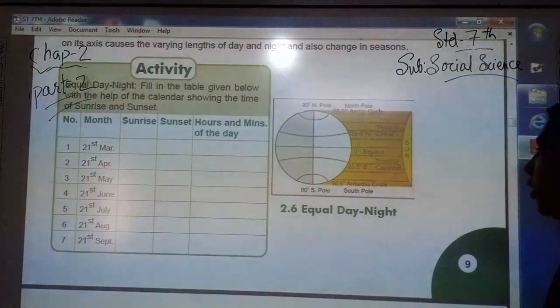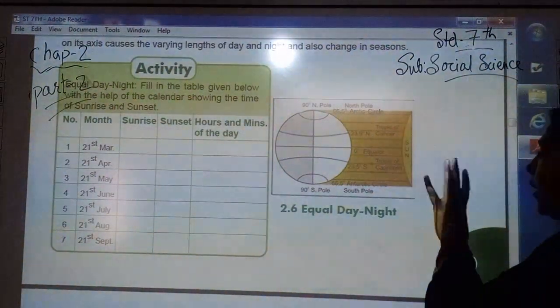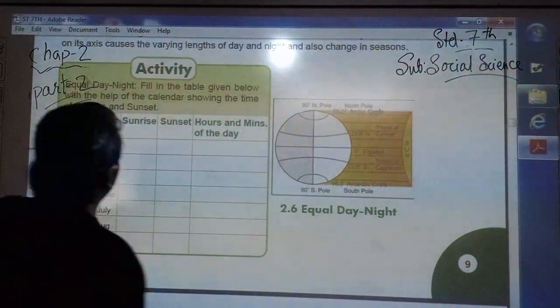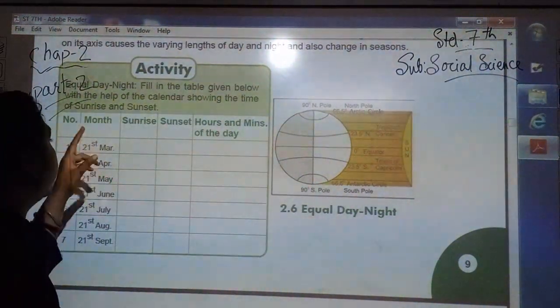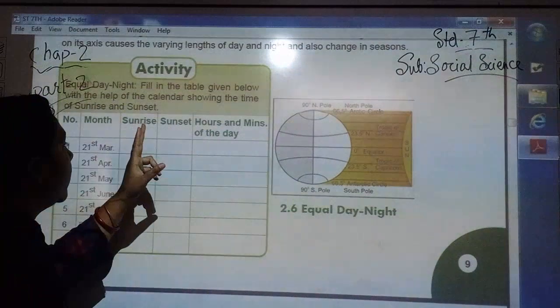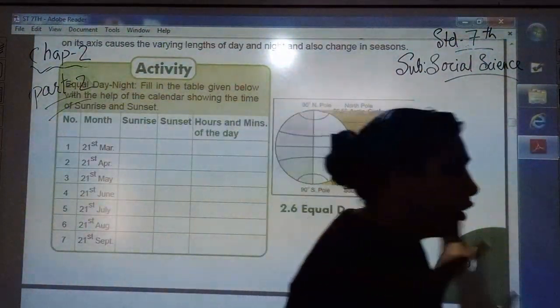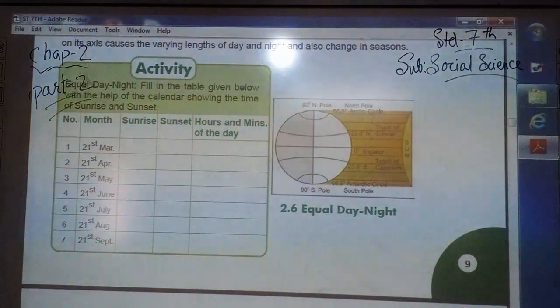Okay, by looking at the picture, you can understand what figure is given here. You can do it at home also. It's one type of calendar you can make for 21 March: what is the sunrise, the sunset. It's an activity type, okay, you can do it. The most important thing is this diagram given here. The diagram given here shows the equal day and night. Understood? What is the equal day and night? That has been shown here.